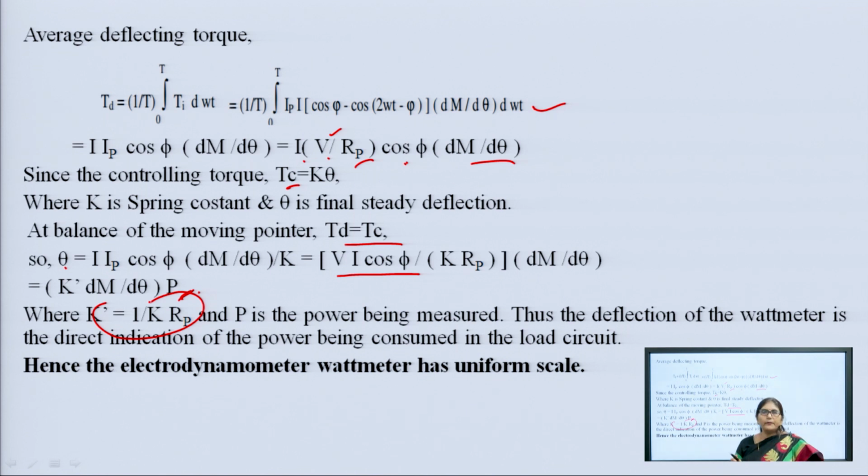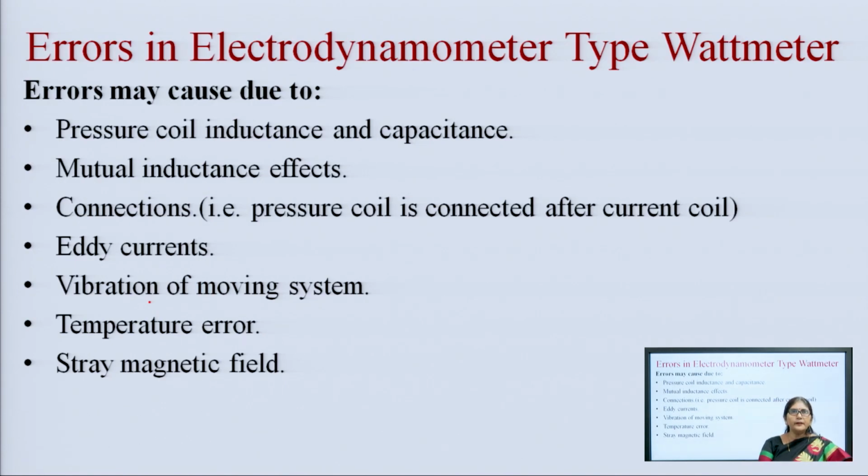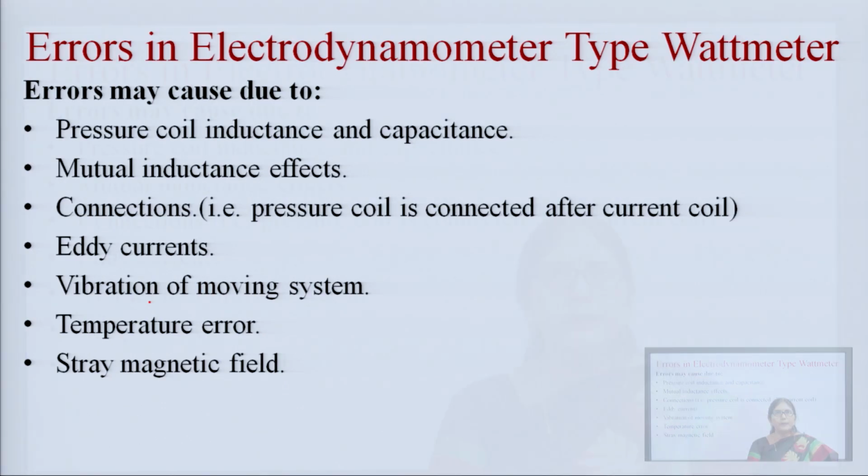So, P is the power and by this instrument the deflection is proportional to the power measured, and this instrument has a uniform scale approximately from the middle, for 40 degrees plus minus. So, now the errors in the electrodynamometer type instrument.